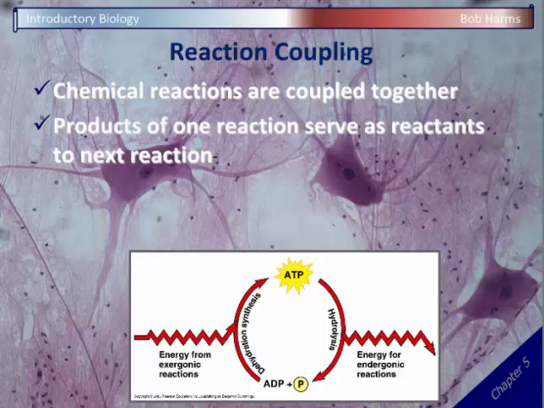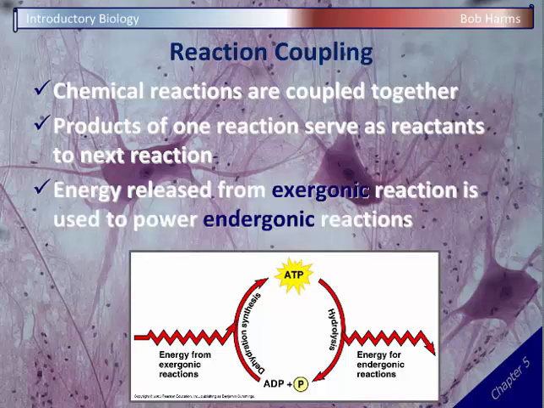And so, for example, if you have an endergonic reaction that has to occur, it needs energy, your cell will break down ATP, that energy will then power that endergonic reaction. Likewise, if you have an exergonic reaction occurring that releases energy, your cell may take that energy and store it up as ATP, use it to connect ATP together.